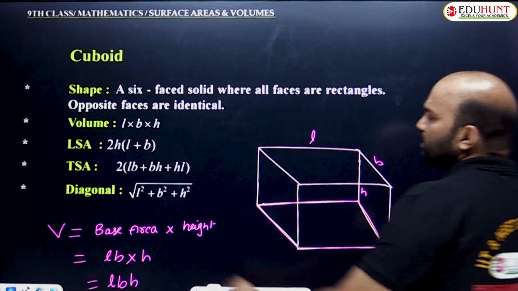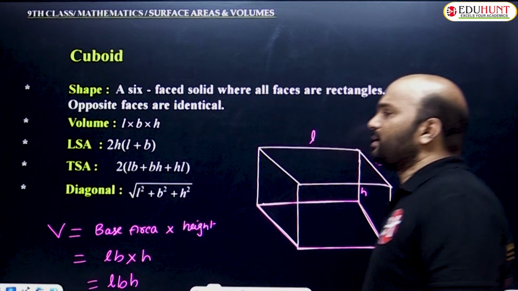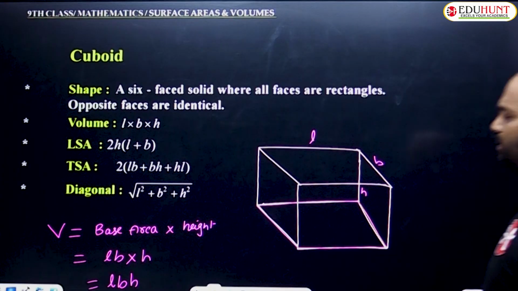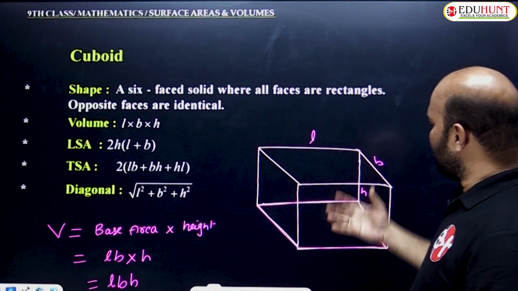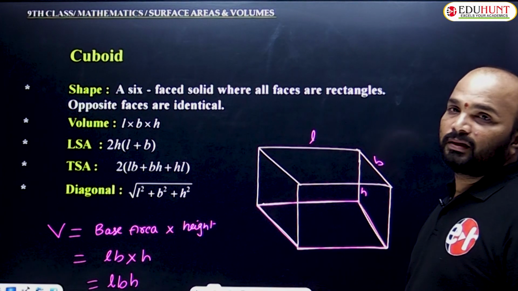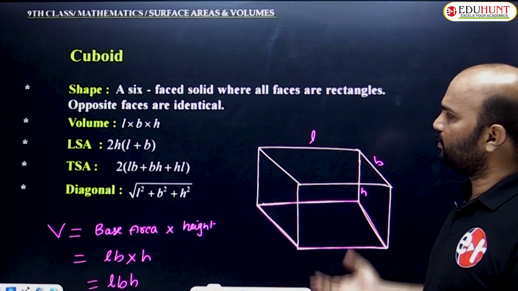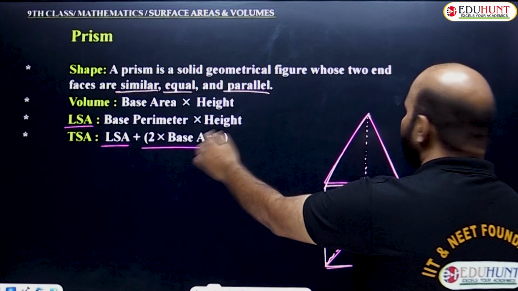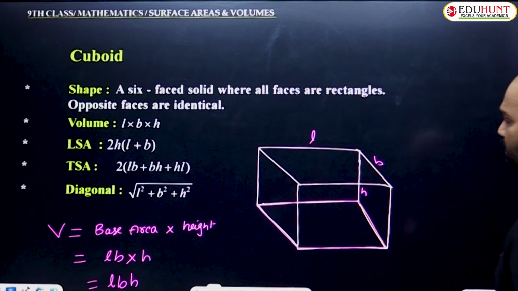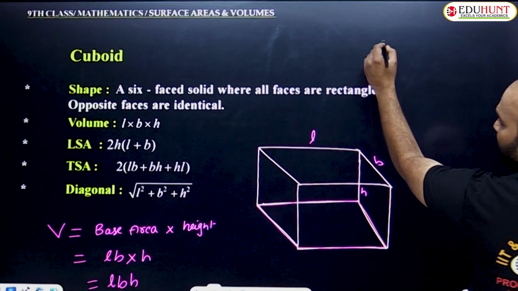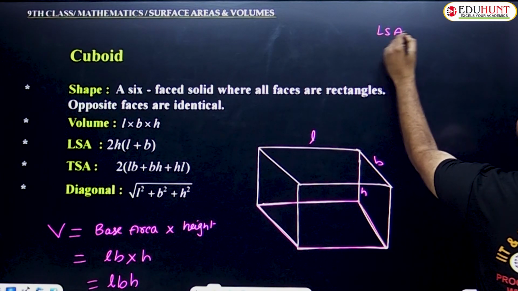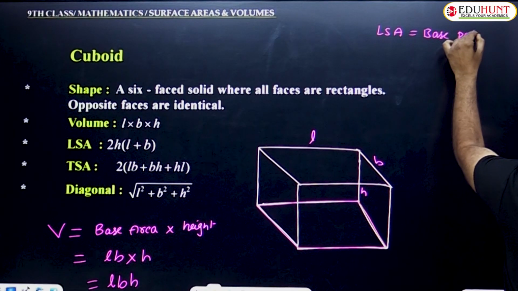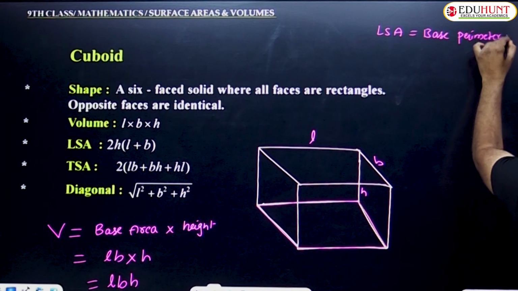Am I clear? So next one, LSA, nothing but lateral surface area. So what is the lateral surface area of the prism? Because it is also a prism, because the upper surface and lower surface are both identical, nothing but the same shape. In the prism, lateral surface area equals base perimeter into height. Here also we take base perimeter into height.